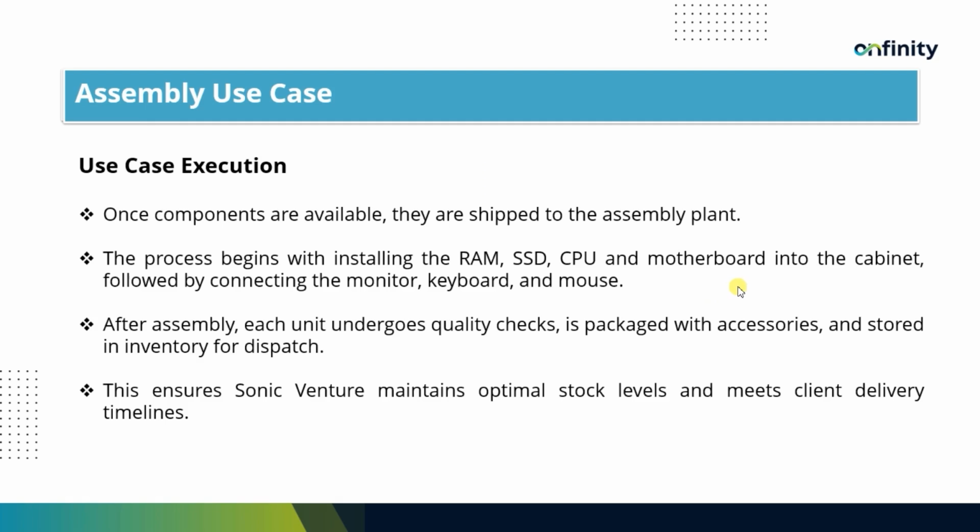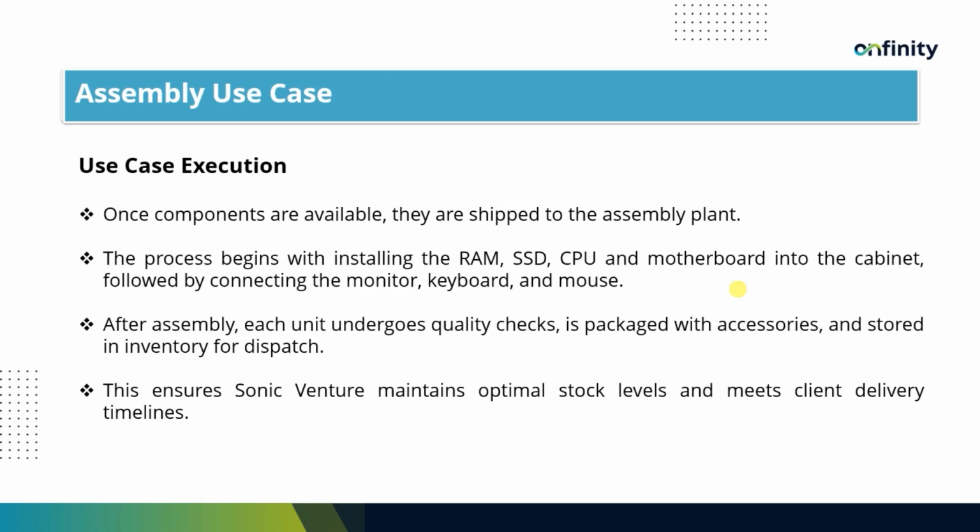Next, we have the assembly use case execution. Once components are available, they're shipped to the assembly plant. The process begins with installing the RAM, SSD, CPU, and motherboard into the cabinet. This is followed by connecting the monitor, keyboard, and mouse. After assembly, each unit goes through quality checks. It's then packaged with accessories and stored in inventory until it's dispatched. This ensures Sonic Venture maintains optimal stock levels and meets client delivery timelines.